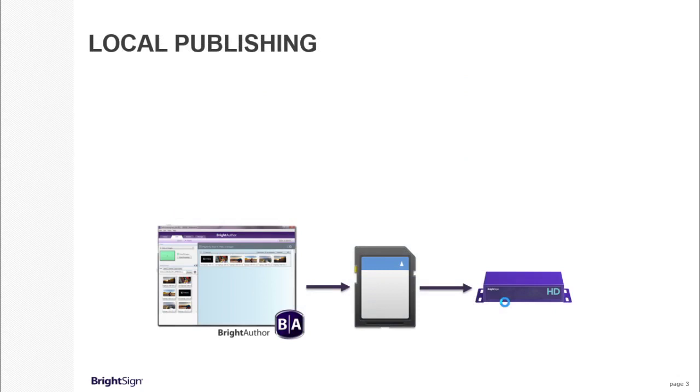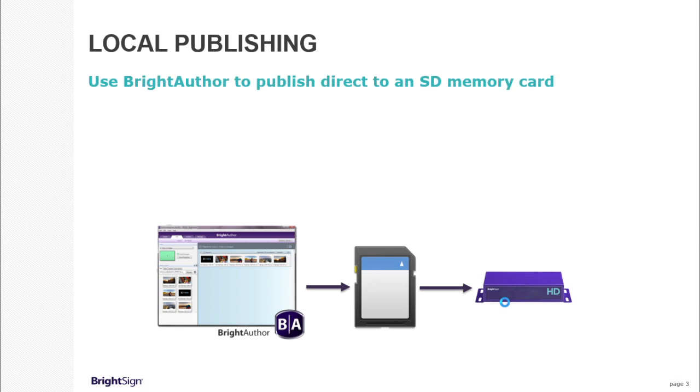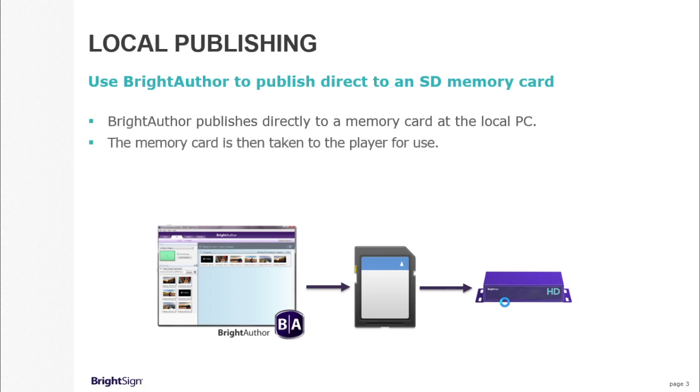Publishing via an SD card, what we call local publishing, is simply to publish directly to an SD memory card from the BrightAuthor software. It writes all the data the player needs to know directly to the SD card, and the SD card is then taken to the player, inserted in the player, and the player runs the project. Frankly, this is the only option you have with players that do not have a network connection, like our model HD120, or any of our other players that may simply not be connected to a network. Local publishing is the only option in that case.